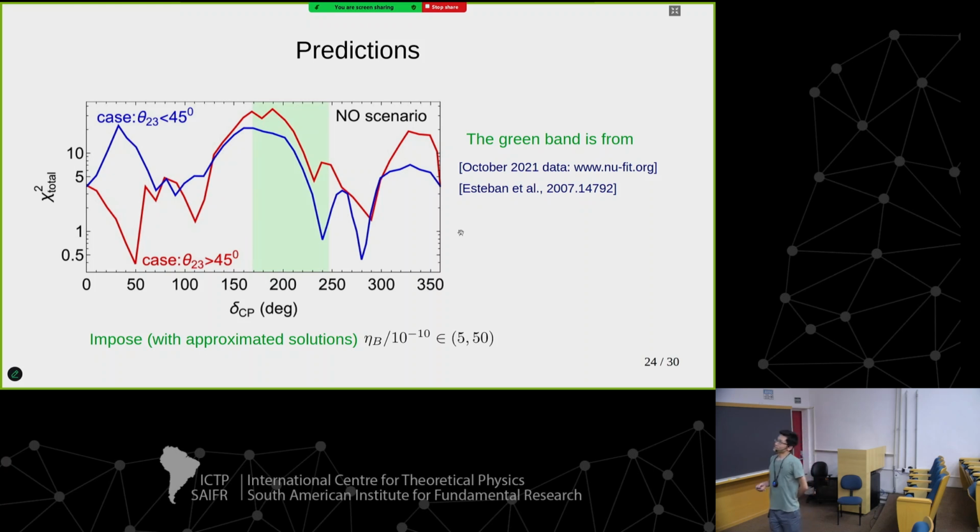And then we try to see whether there's some preference for the so-called delta, theta 2-3, because in the neutrino sector, for the mixing angle theta 2-3, we are not sure whether it's smaller or bigger than 45 degrees, the first or second octant, as people usually say. From the chi-square, we do not really have a strong preference for either case. The green band is basically what we impose, the window of the global fit of the delta CP phase in the neutrino sector. So if you look there, you cannot say so much, maybe a slight preference for theta 2-3 smaller than 45. No.